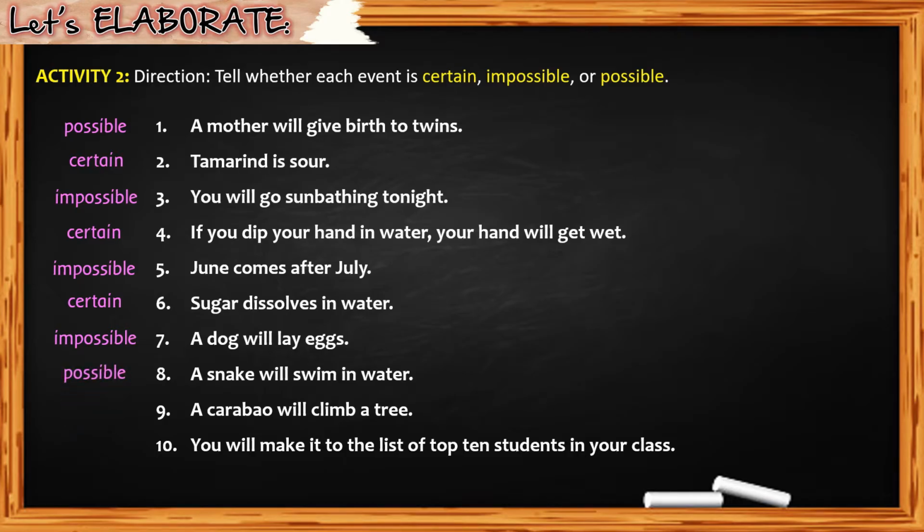That is possible. For number 9, a carabao will climb a tree. That is impossible. For number 10, you will make it to the list of top 10 students in your class. That is possible.